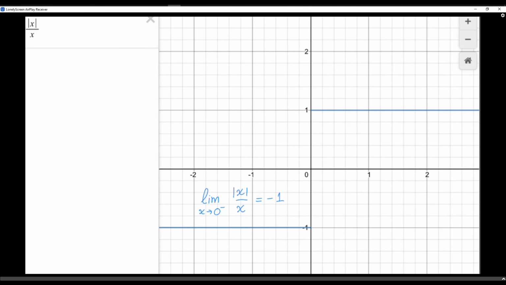So we have the limit as x goes to 0 from the positive side equal to positive 1. And thus, because the left hand limit and the right hand limit do not equal each other, the limit does not exist.